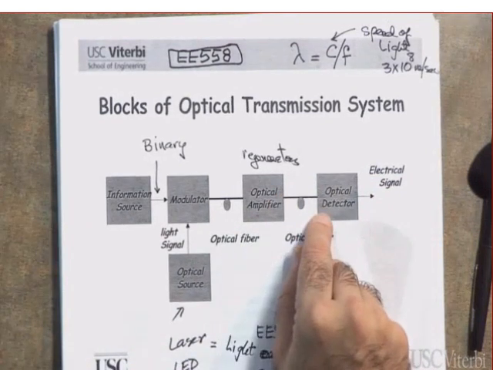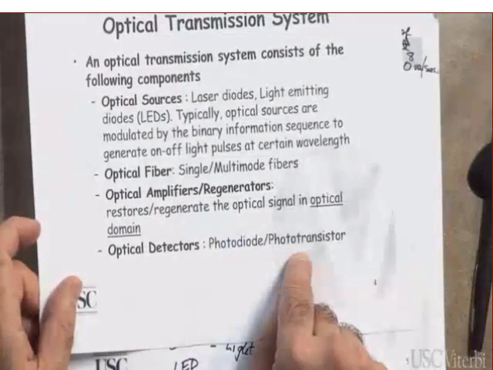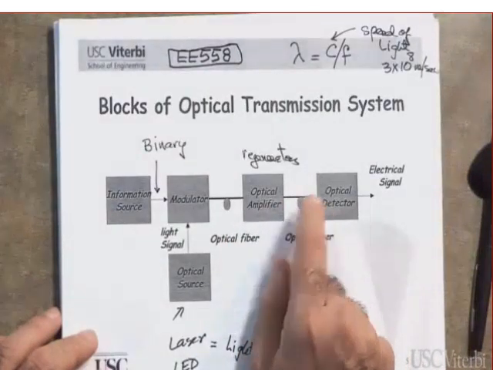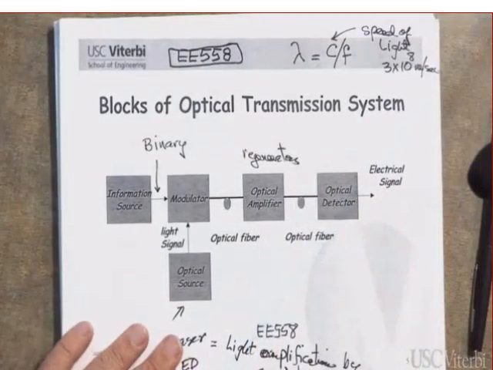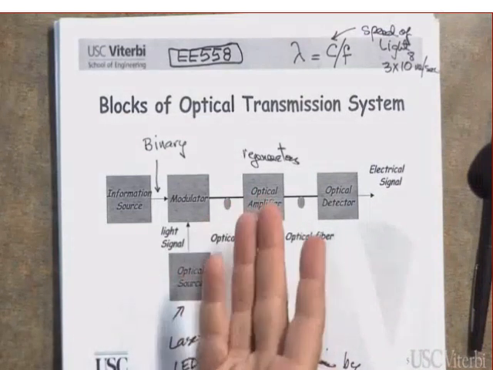At the receiver, what do you have? An optical detector, photodiode or phototransistors. Are you following me or not? Where the optical signal is going to be detected and converted back to an electrical signal. Clear? Okay, good.